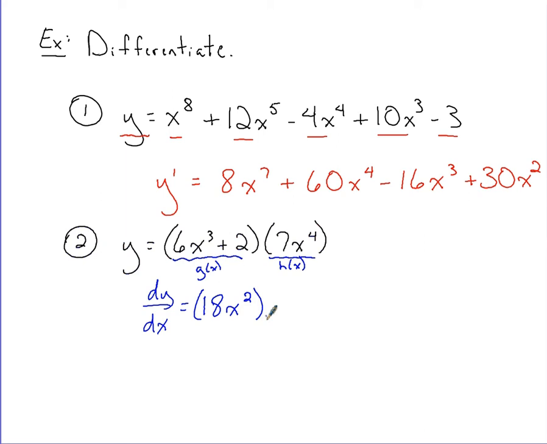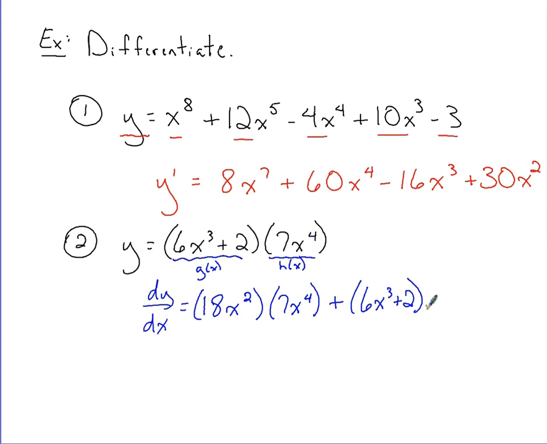As you continue with the rule, the next part was h of x, right? So it was just the second function, 7x to the 4th. Plus, well, as the rule continues, you have g of x, which is just the first function. So the first function unchanged is 6x cubed plus 2. And then it concludes with h prime of x, right?